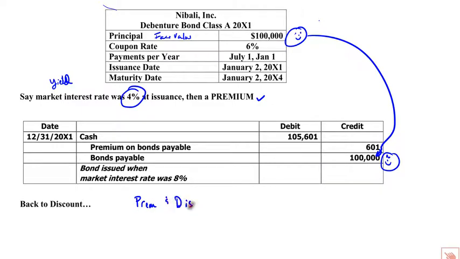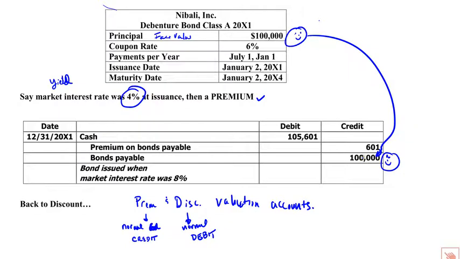and the discount are valuation accounts, or valuation allowances, but the premium has a normal credit, and the discount has a normal debit balance.